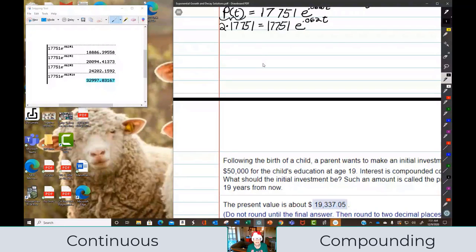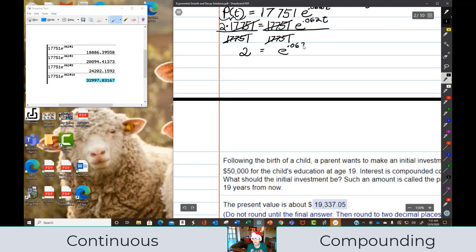Now, the first thing I do to solve this is I divide both sides of the equation by the number in front of e, and you're going to do that over and over again. Divide by 17,751. So over here, the 17,751s cancel, and they do over here too. This is 2 times 17,751 divided by 17,751. So the 17,751s cancel. And what you're left with is 2 equals e to the 0.062 times t.